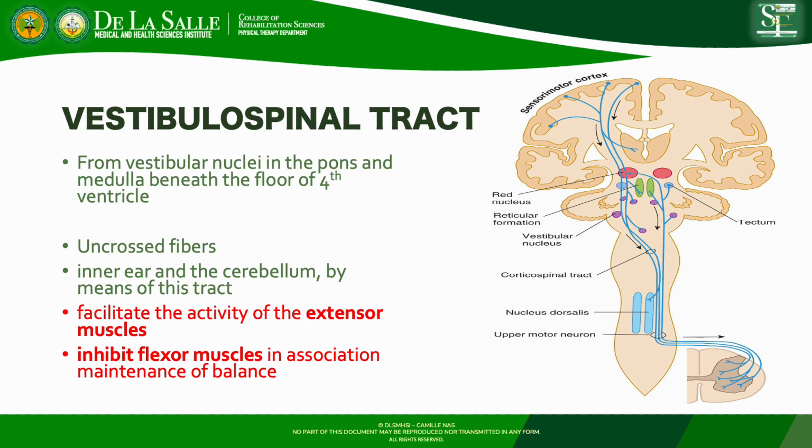So, the vestibulospinal tract will start from the vestibular nuclei, which is found within the pons and the medulla beneath the floor of the fourth ventricle. And this one is the opposite of the rubrospinal tract, because in this tract, it facilitates not the flexor but the extensor muscles while it inhibits the flexor muscles.